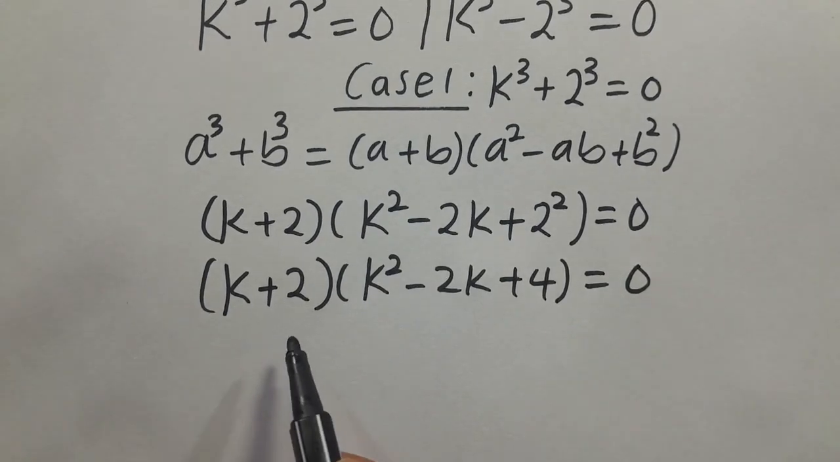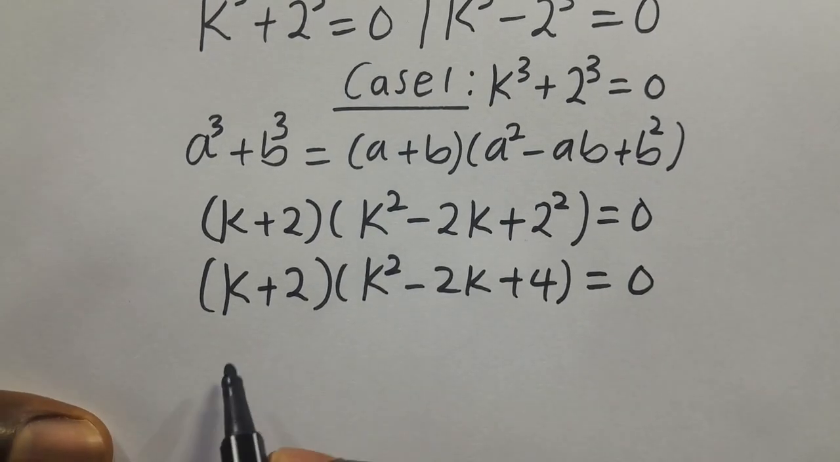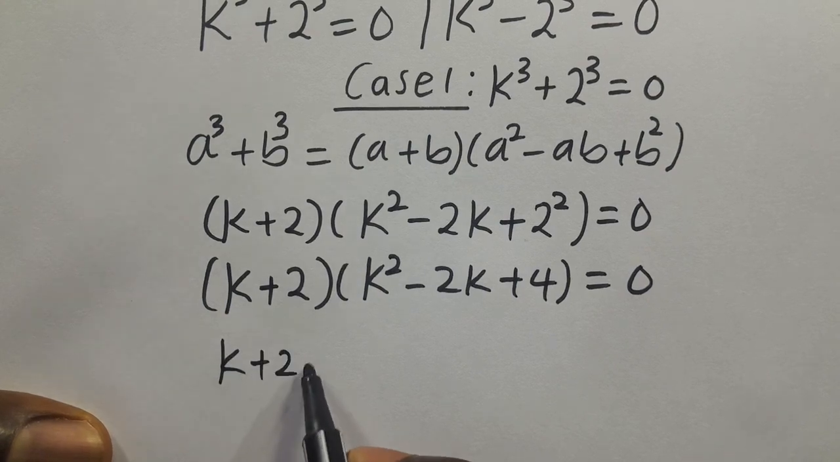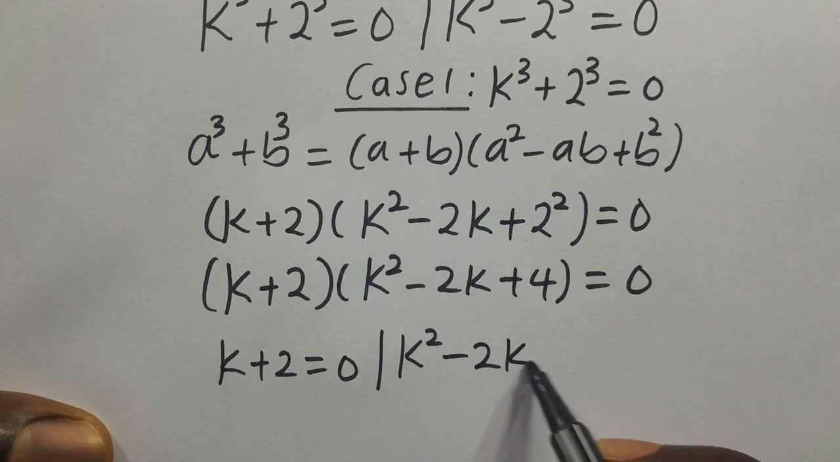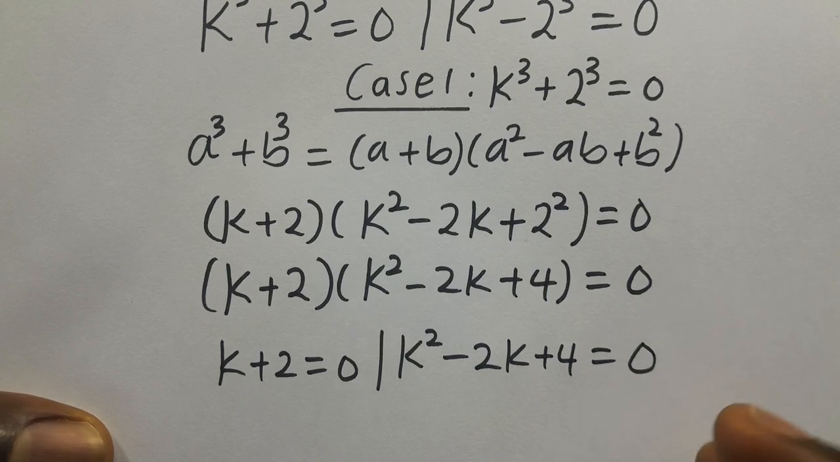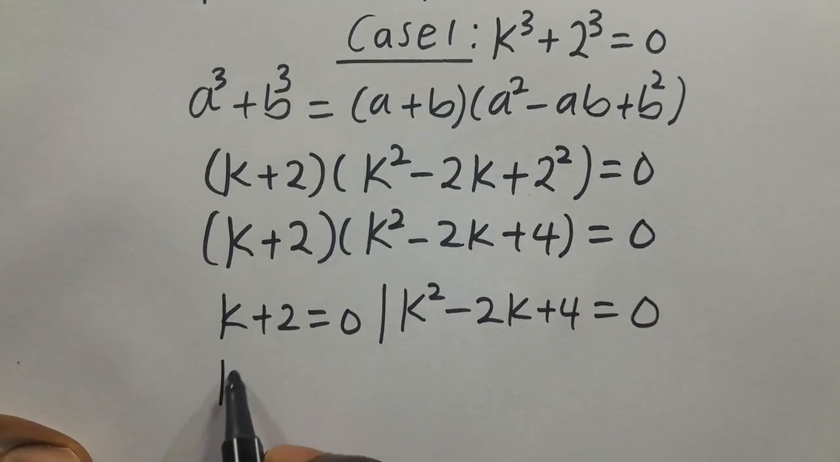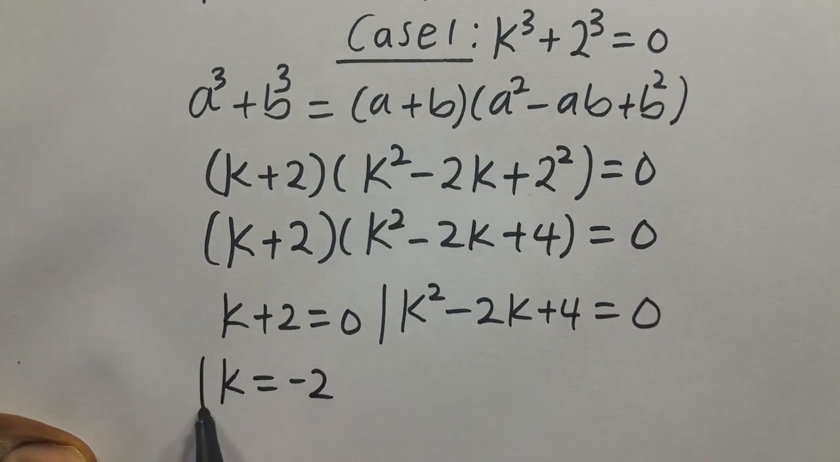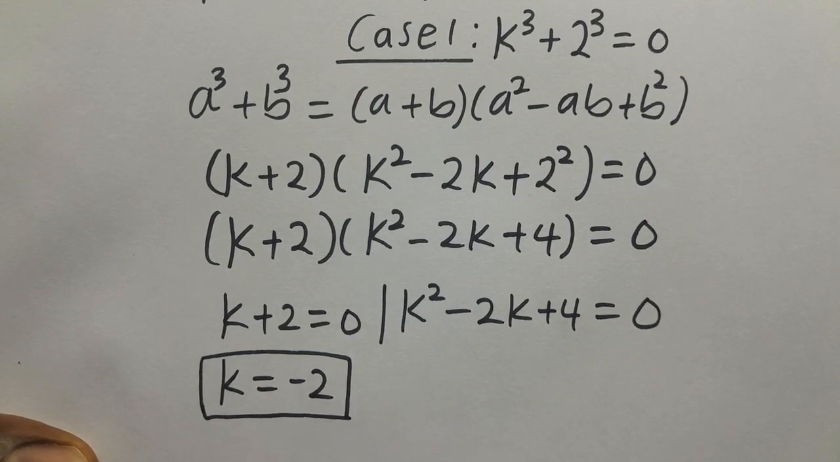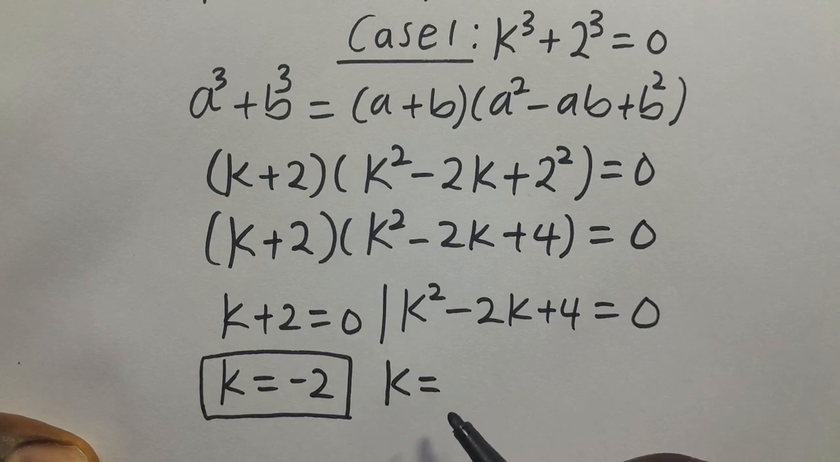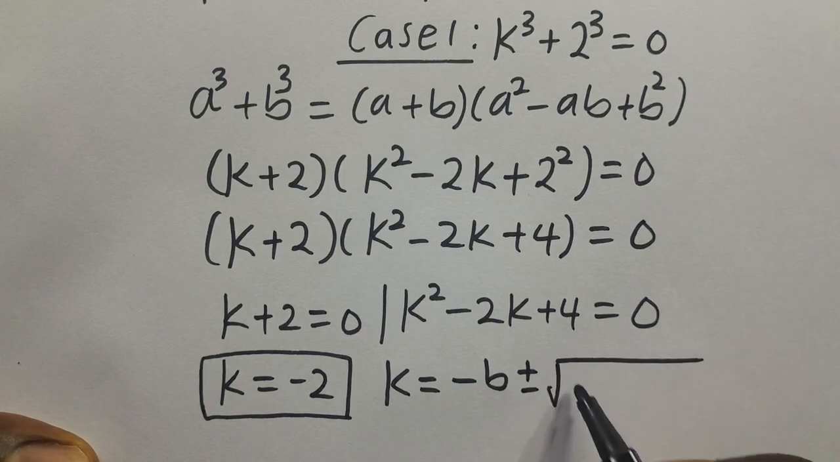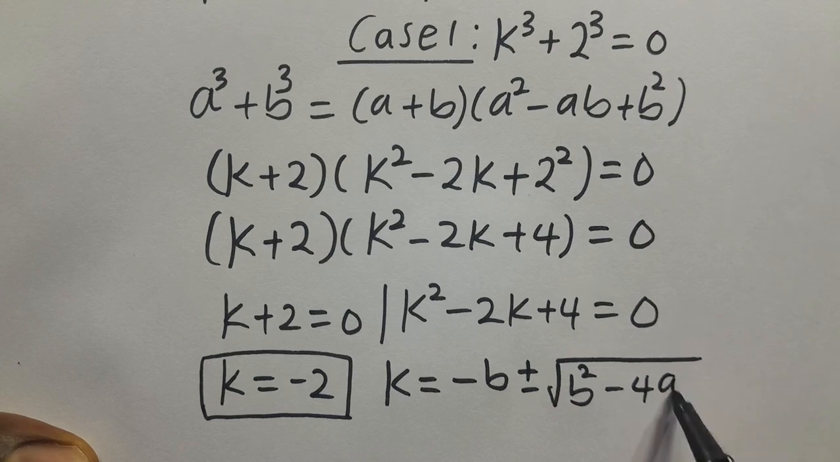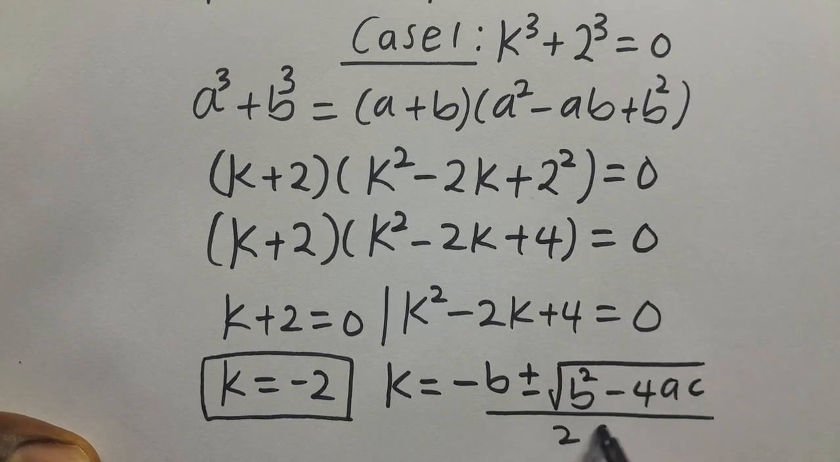Likewise, for this expression to be equal to 0, either k plus 2 equals 0, or k square minus 2k plus 4 equals 0. So from here, we have the first solution, k equals minus 2. Then to obtain the second solution, we apply the quadratic formula: k equals minus b, positive or negative, roots of b square minus 4ac, then all divided by 2a.